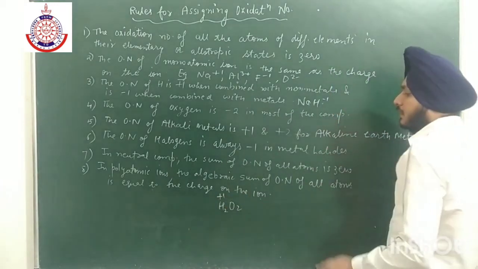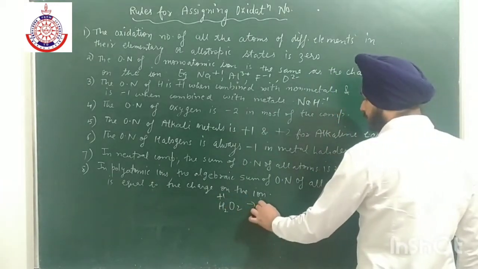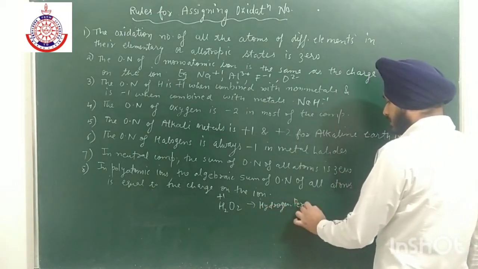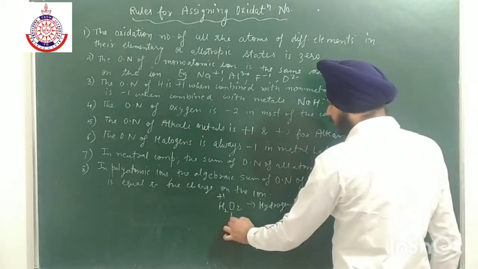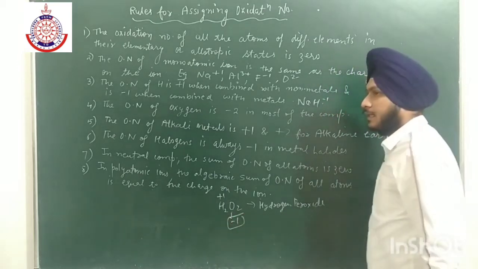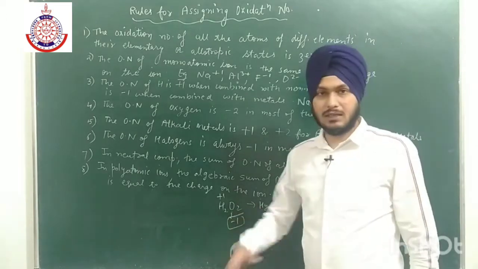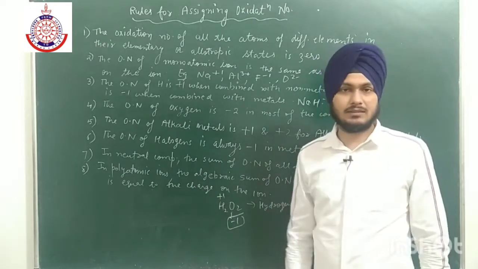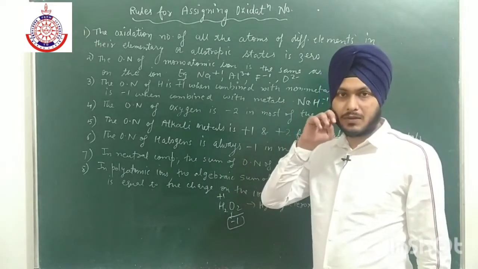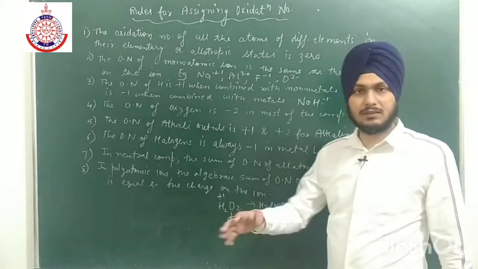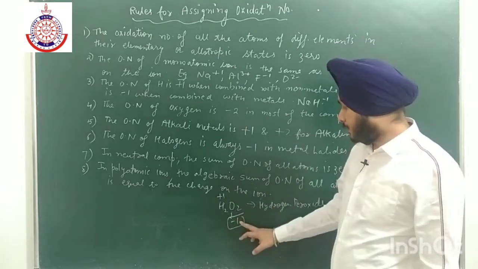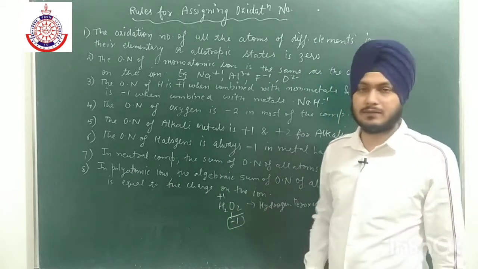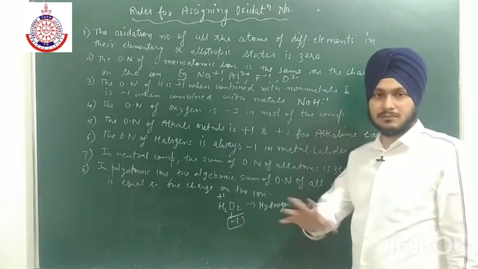But here in hydrogen peroxide, the oxidation number of oxygen is taken to be -1. So this is one exception in case of H2O2, and there are more examples, like O2F2. In that case oxygen is taken to be +1, because fluorine is more electronegative, that is why oxygen is assigned +1. Here oxygen is -1 in hydrogen peroxide. These are some exceptions.